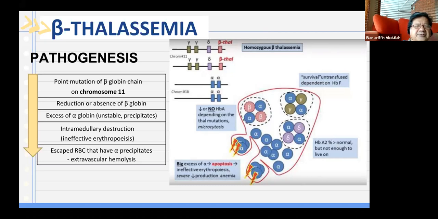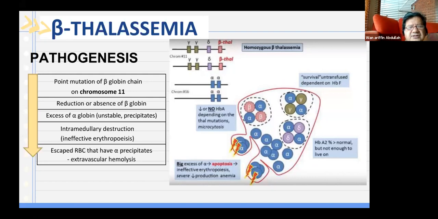And this can precipitate in the young RBCs, in the erythroblasts in the bone marrow, causing ineffective erythropoiesis. They are destroyed right in the bone marrow, or some of the RBCs can come out of the bone marrow, but the alpha chain precipitates in the red blood cell and causes hemolysis in the spleen, extravascular hemolysis. They have shortened red blood cell survival because of the alpha precipitate. And like you mentioned just now, there is beta plus, beta zero.